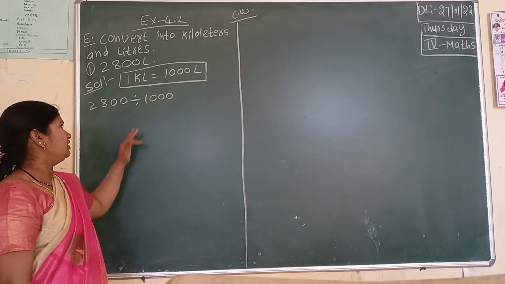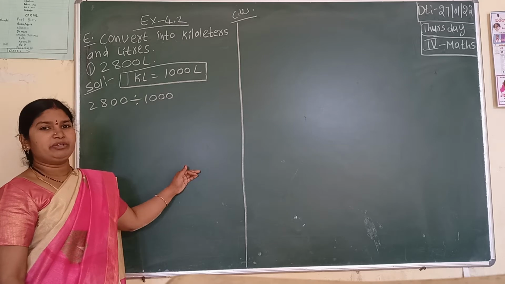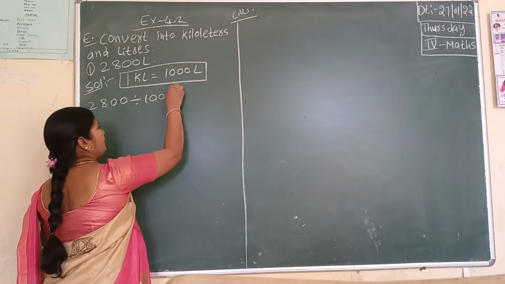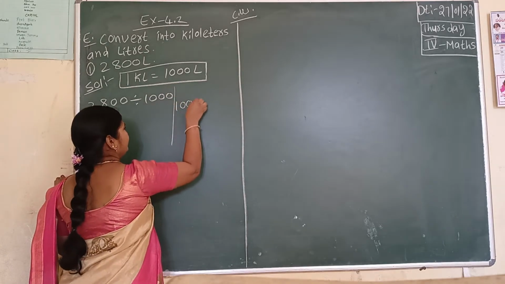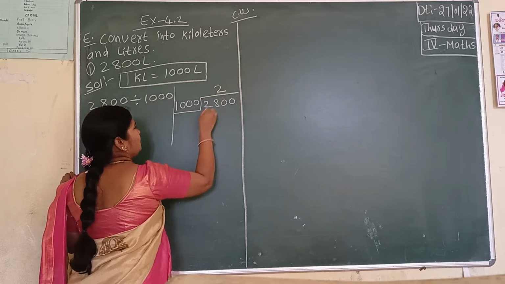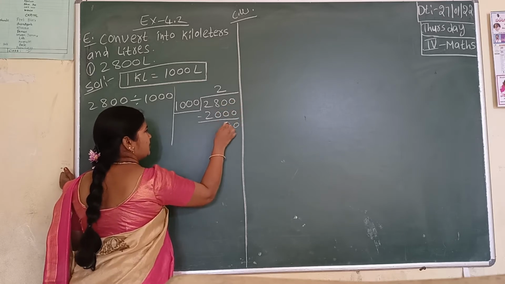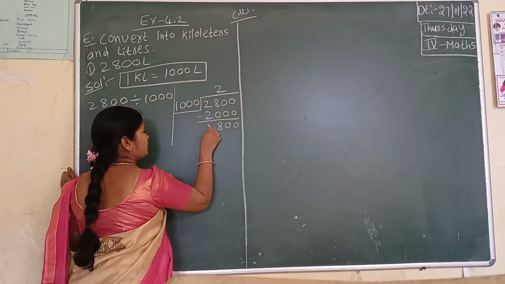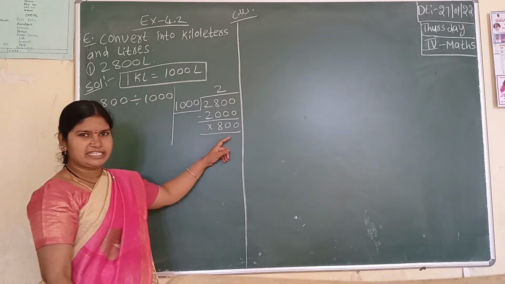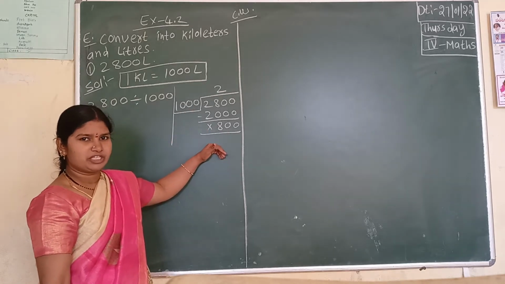Okay. Which number you get as a quotient, that becomes the kiloliters, and which number you get as a remainder, that number becomes the liters. Now do the division. 1000 twos are 2000. 0 minus 0 is 0. 0 minus 0 is 0. 8 minus 0 is 8. 2 minus 2 is 0. In the 1000 table we are not getting 800. Why? Because it is a 3-digit number and 1000 is a 4-digit number. So we have to stop doing division here only.